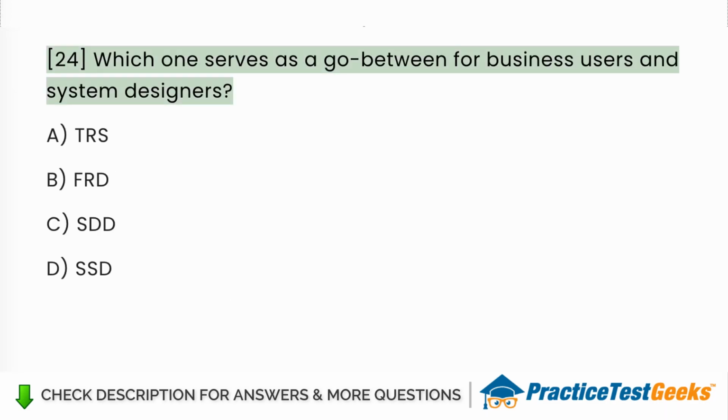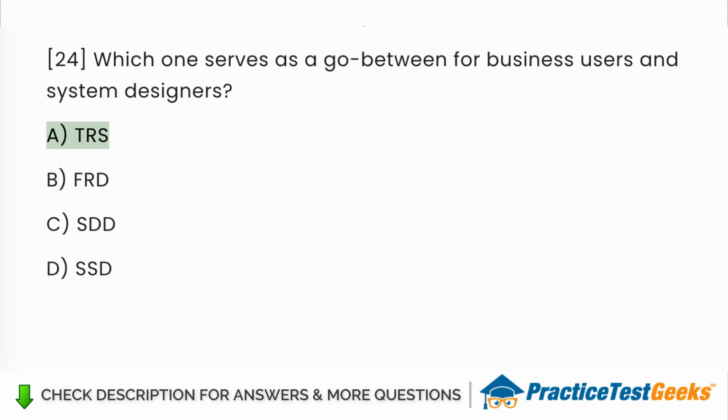Which one serves as a go-between for business users and system designers? A. TRS. B. FRD. C. SDD. D. SSD.